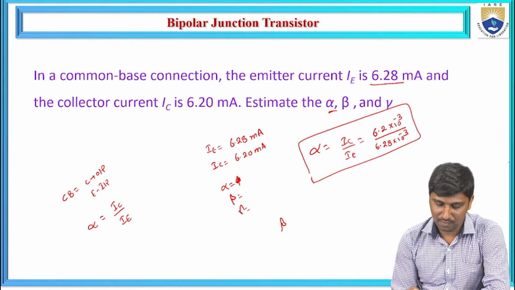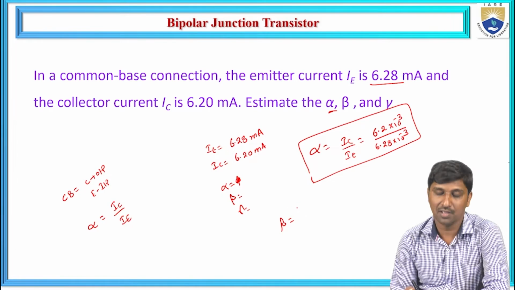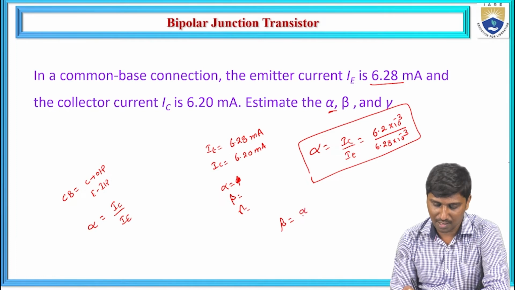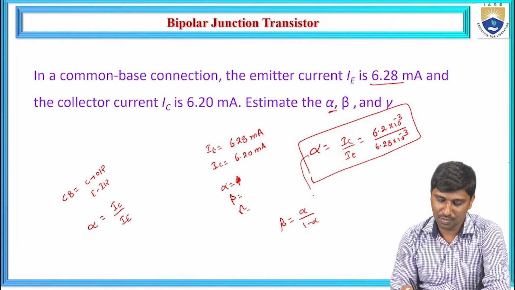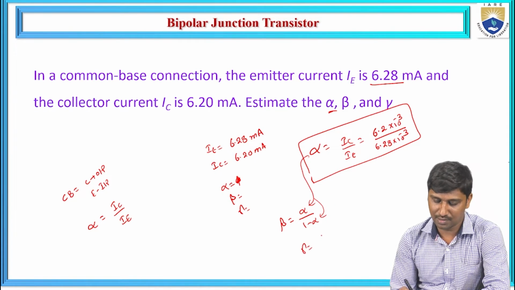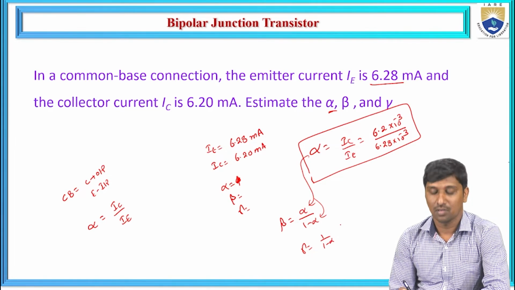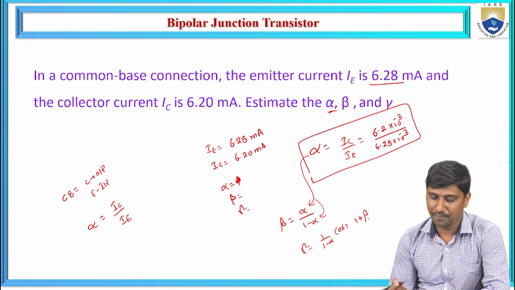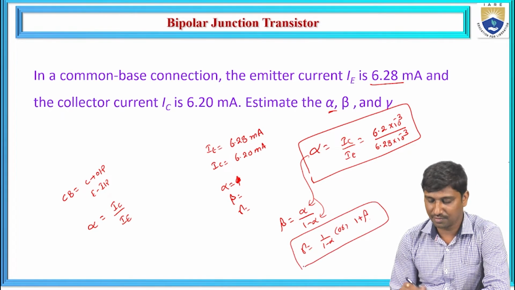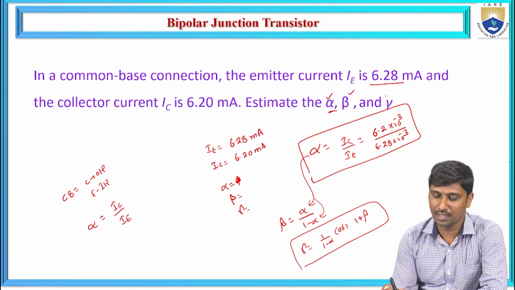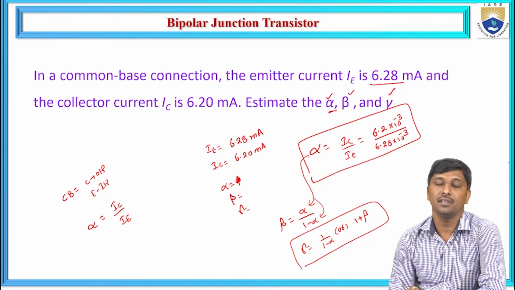Now, if we want to find beta in terms of alpha, we have a relation between alpha, beta, and gamma. Beta is represented as alpha by 1 minus alpha. Then you can substitute this alpha value and find beta. Then gamma is either 1 by 1 minus alpha, or you can also write 1 plus beta. You can substitute either, and it is defined as gamma. Based on this, you can calculate alpha, beta as well as the gamma parameter with respect to the given specifications.